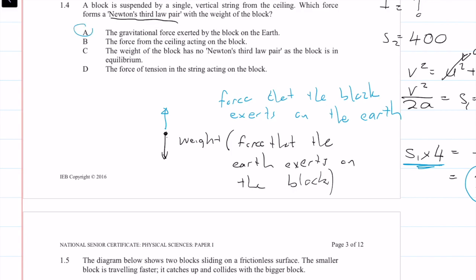The force that the ceiling exerts on the block, no. The weight of the block has no Newton's third law pair, no, that's not true. There's always a Newton's third law pair. The force of tension in the string acting on the block, no, that is not true. That is an external force. So we're left with option A. Question 1.4, the answer is A.